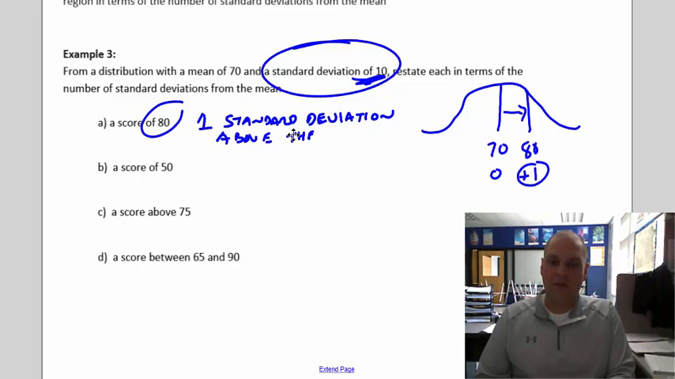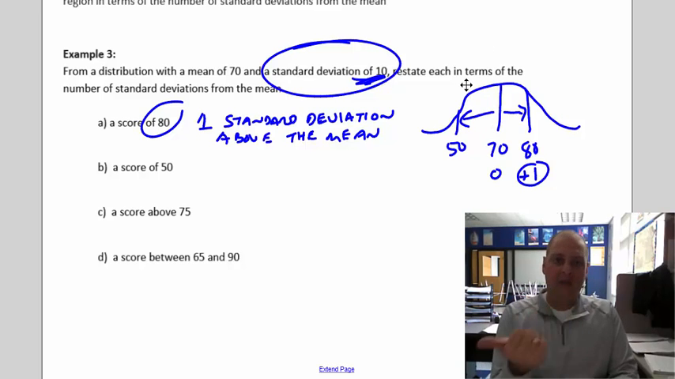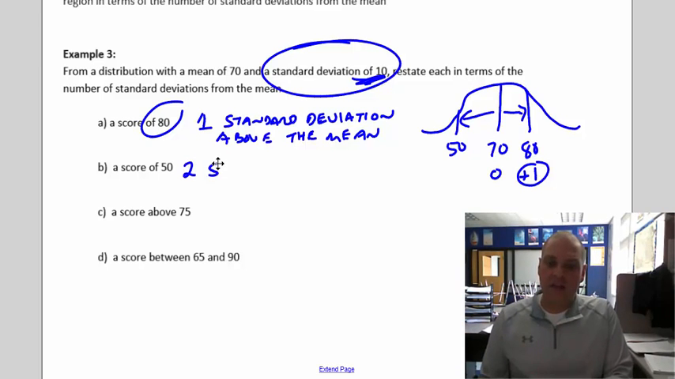That's how we would describe this. It says describe it in how many deviations above or below the mean. How about 50? Well, 50 is below the mean. 50 is over here, right? Well, 50 is 20 below the mean. Each deviation is 10, so you had to go 10 and 10, right? So you had to go 2 deviations. That's 2 standard, I'm going to abbreviate, 2 standard deviations below the mean.